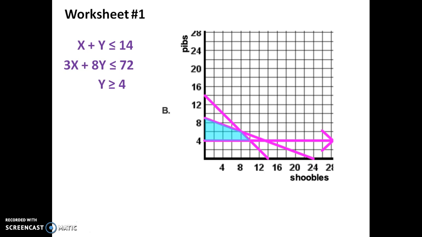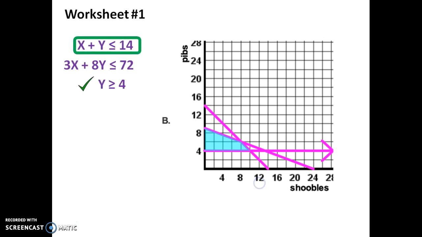So here we have y is greater than or equal to 4. We're shaded above. We're good with that one. Let's look at the next one. x plus y is less than or equal to 14. We're shaded below. We're good on that one.